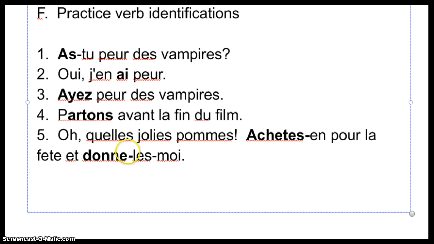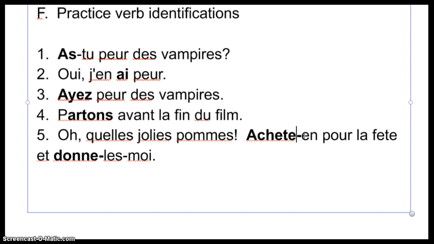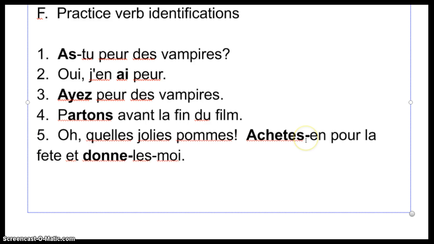Donne is going to drop its s because there's no vowel that comes after it. Achète shouldn't really have an s on it. If we follow the rule, we're supposed to drop that s for the tu form. But because we have a vowel that follows, we're going to stick that s back in there.